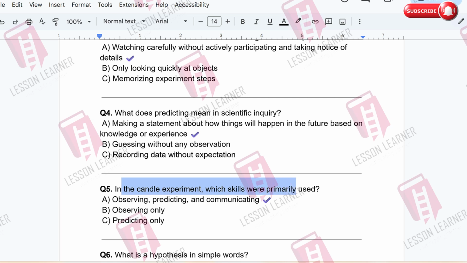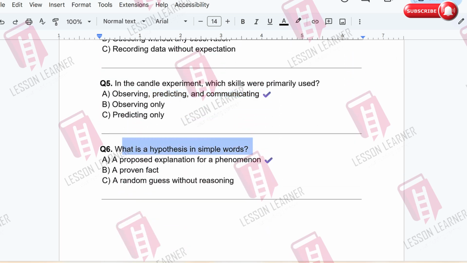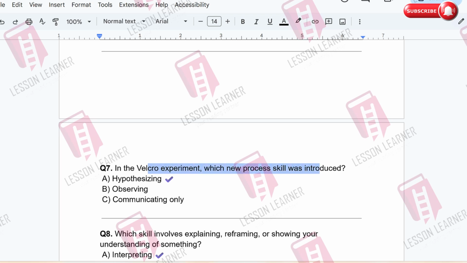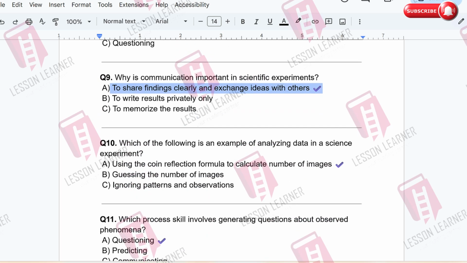In the candle experiment, which skills were primarily used? Observing, predicting, and communicating. What is the hypothesis in simple words? A proposed explanation for phenomena. In the Velcro experiment, which new process skill was introduced? Hypothesizing. Which skill involves explaining, reframing, or showing your understanding of something? Interpreting. Why is communication important in scientific experiments? To share findings clearly and exchange ideas with others.